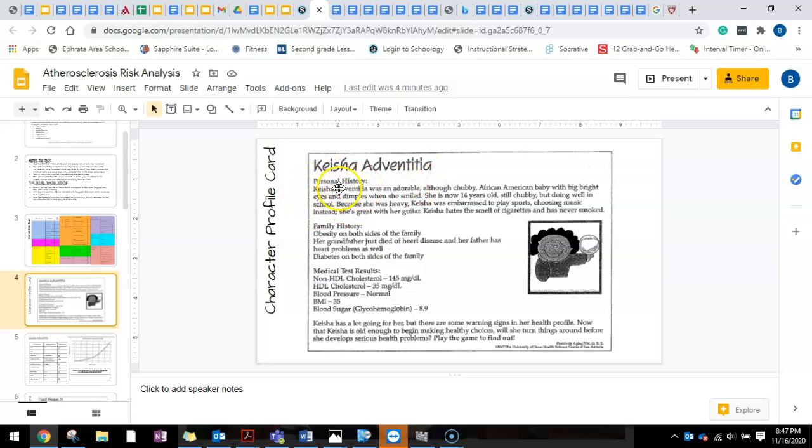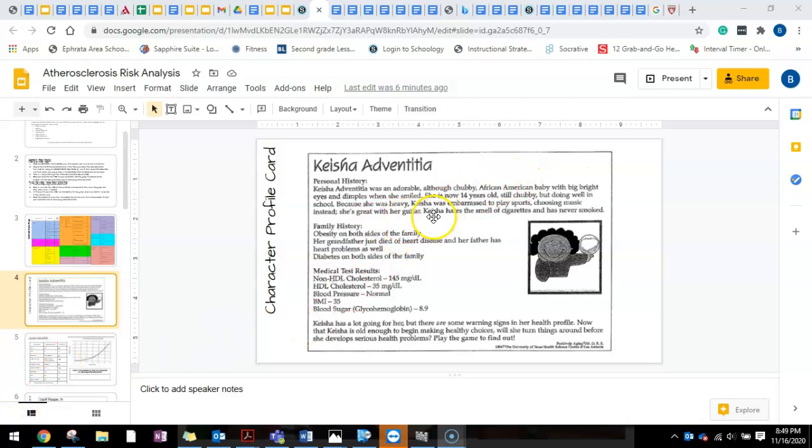It gives you a brief overview of her personal history. Then it gives you family history and all of her test results in regards to the risk factors that we're looking at. So just from reading this, she's an adorable, although chubby African-American baby with big bright eyes and dimples. She is 14 years old. Still chubby, but doing well in school. Because she was heavy, she was embarrassed to play in sports, so she chose music instead.